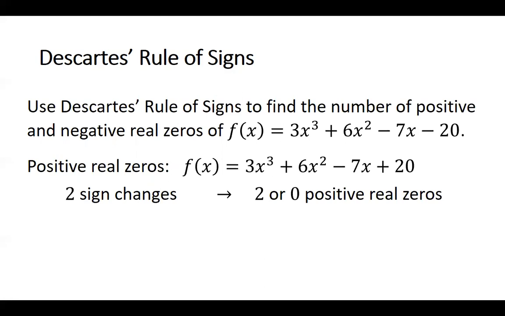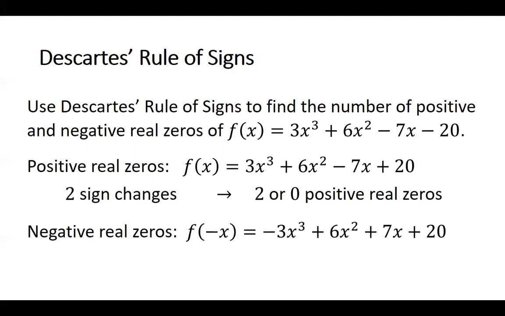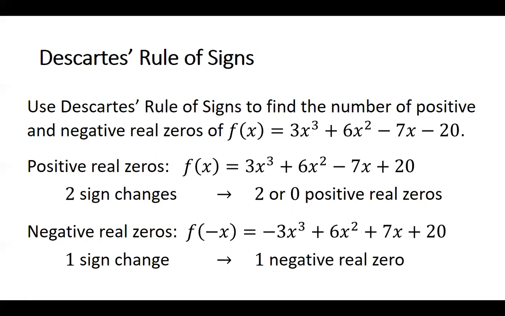If we're looking at the negative, we're going to find f of negative x. So we substitute negative x, and we get negative 3x cubed plus 6x squared plus 7x minus 20. So we have negative, positive, positive, negative. The sign changes twice, which means we have 2 or 0 negative real zeros.